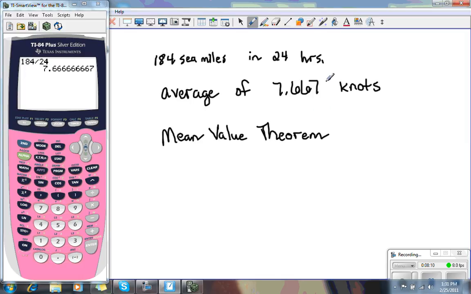So that would mean that at some point it had to be going at least this fast, 7 2/3, which is greater than 7.5. So because of the mean value theorem, we are guaranteed that at least once it would have had to have been going more than 7.5 knots. So that's using the mean value theorem is how you could explain that.